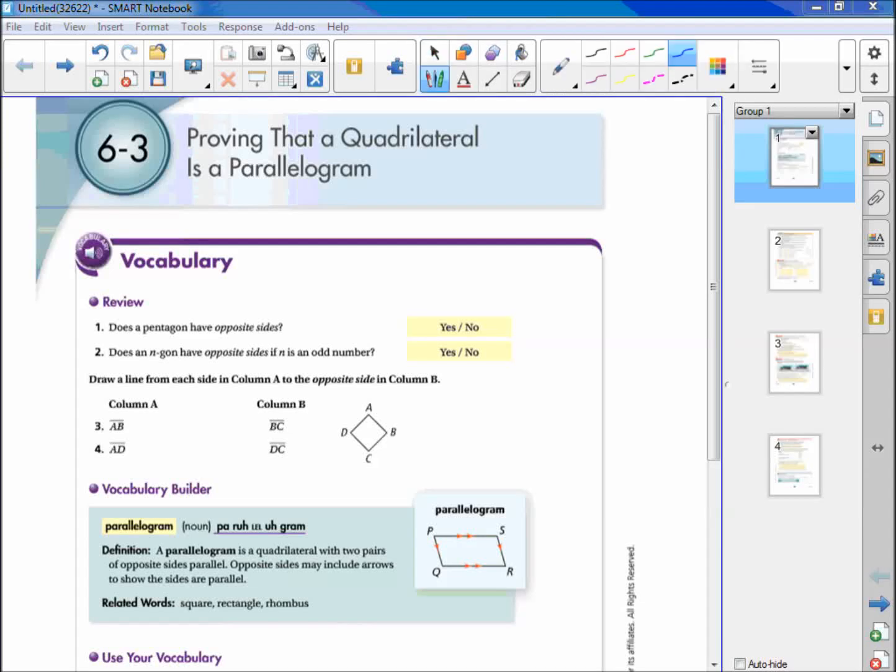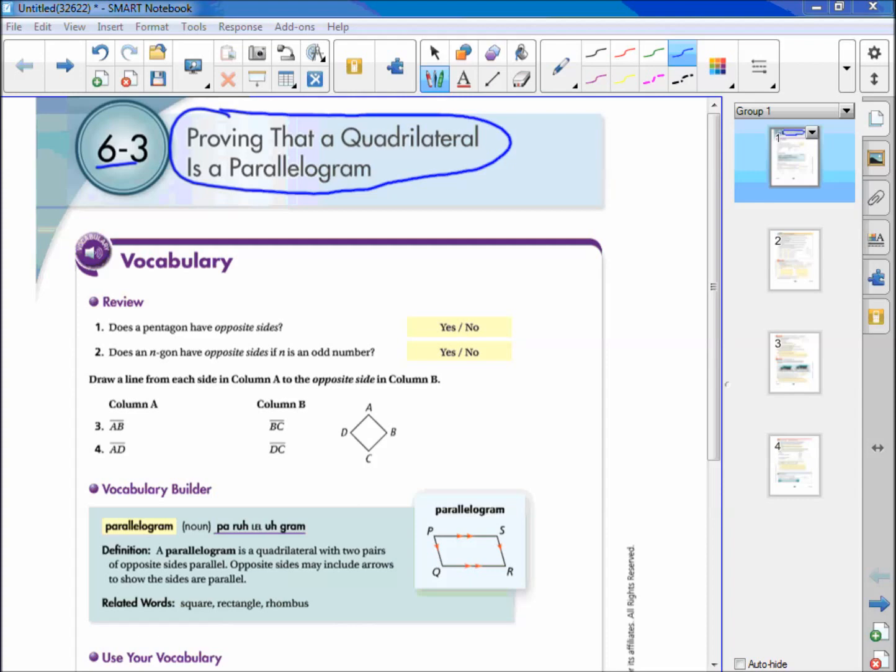Hello again, welcome to another lesson in geometry. Today we are covering section 6-3, proving that a quadrilateral is a parallelogram. So last section we learned about parallelograms and some of their properties. In this section we're going to try to take a quadrilateral and prove that it is a parallelogram.